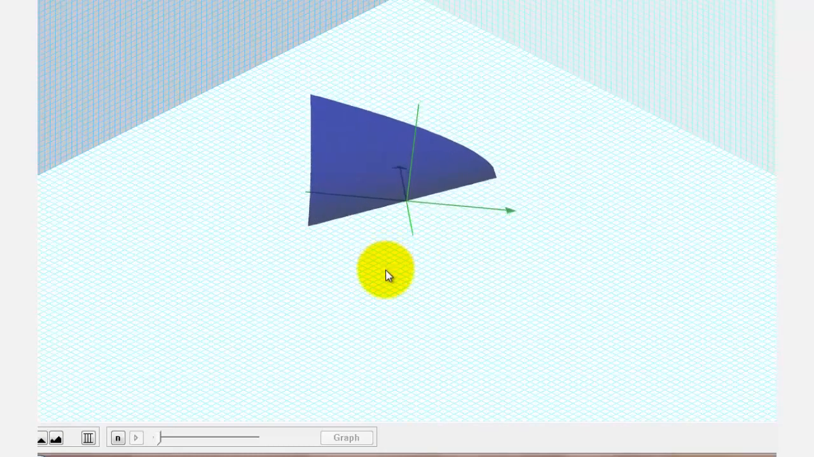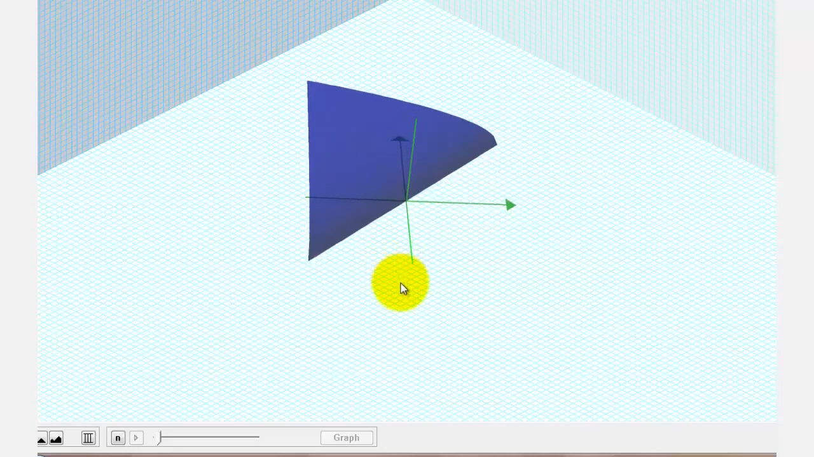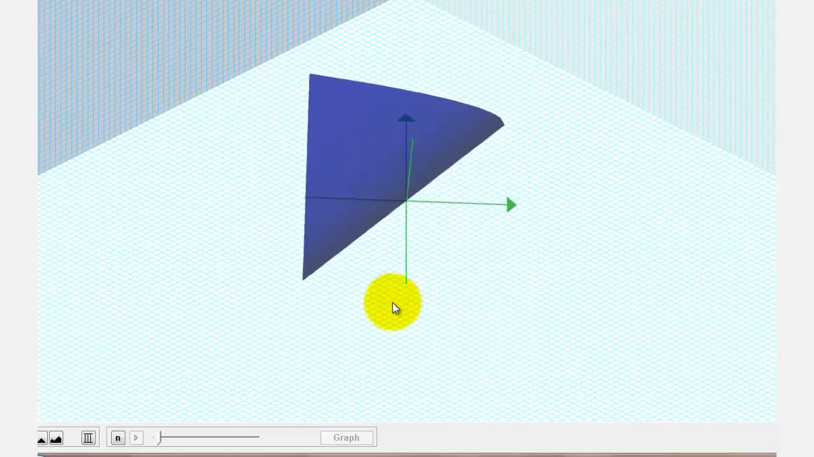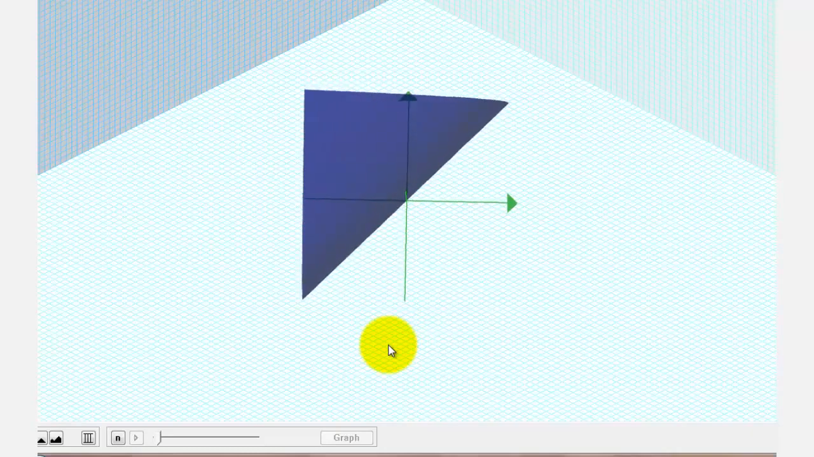Now if we look down on just the xy plane, like this, we can see that this does verify that our domain is correct. The domain consists of this region here, which would be when y is greater than or equal to x.